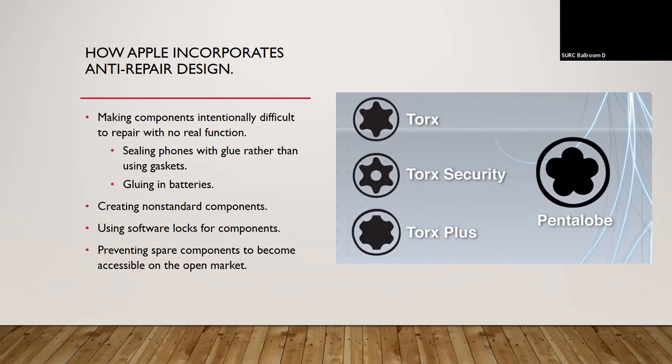They also use software locks. So if you switch components between devices, even if they're the exact same model, and you buy them from the exact same Apple store, sometimes they won't work. They will just simply choose not to work, even though they're the exact same silicon. And then there are the spare components being driven out of the open market. So Apple is known for having NDAs with their manufacturers and other people that create their phones to prevent them from being sold on the open market, leading to increased repair costs because no one can really produce these parts.